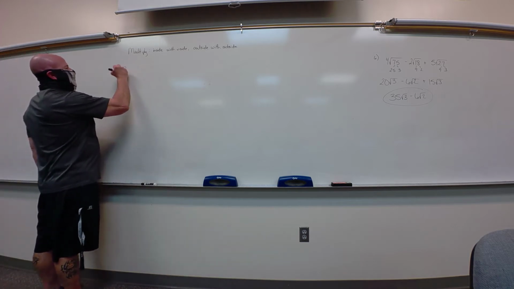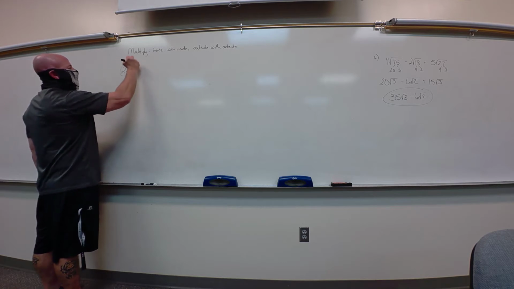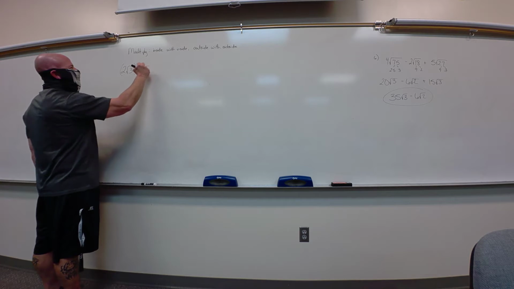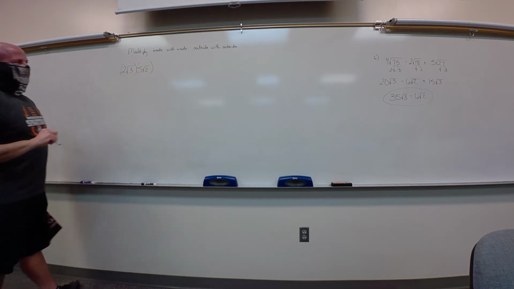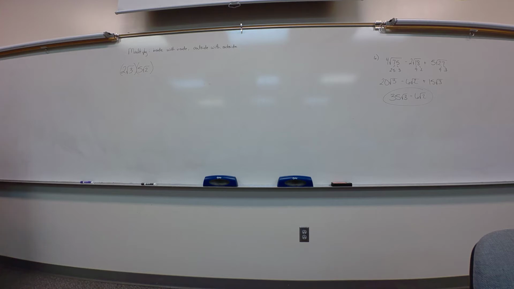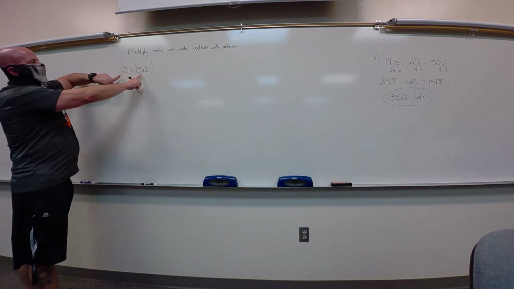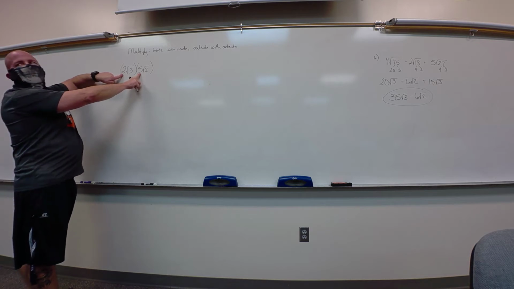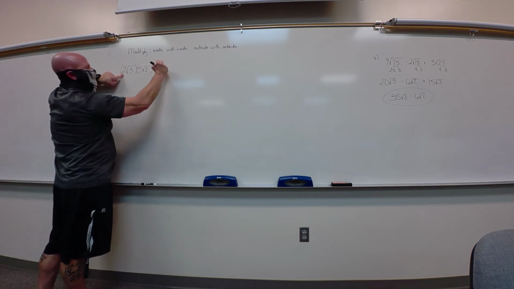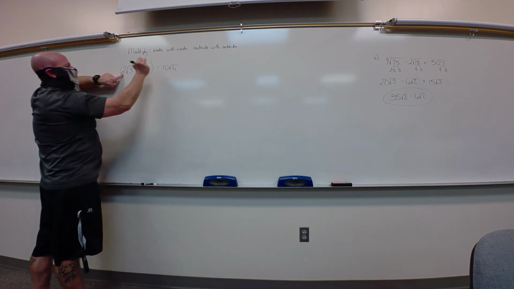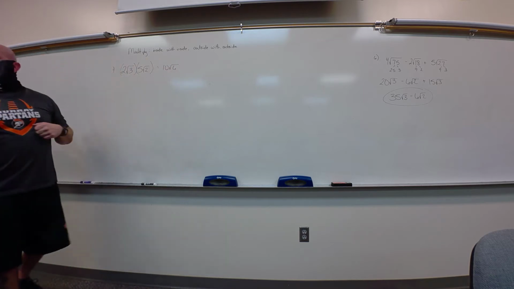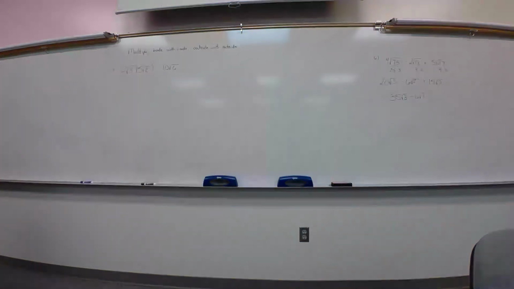Let's kind of give a basic one here. Let's go 2 root 3 times 5 root 2. So if I'm going to multiply those two radical expressions, inside with inside, outside with outside means just that. I'm going to multiply the two inside numbers. 3 and 2 is 6. And the two outside numbers, 2 and 5 is 10. So I would have 10 root 6. So that's what I mean by outside with outside, inside with inside.